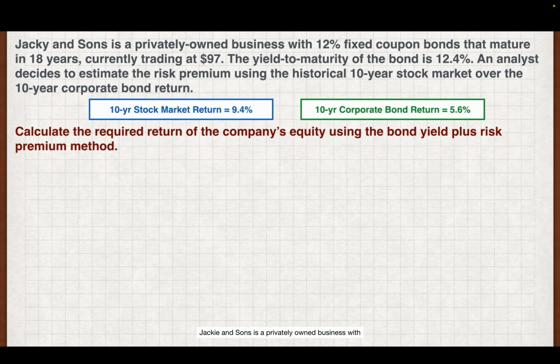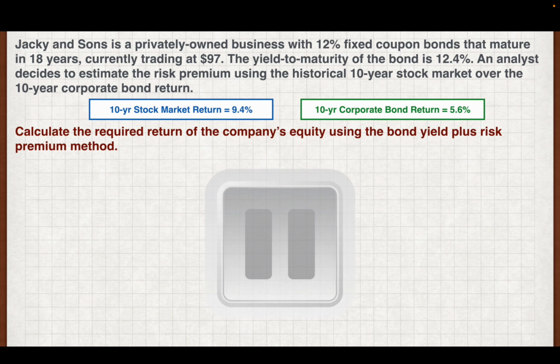Jackie & Sons is a privately owned business with 12% fixed coupon bonds that mature in 18 years, currently trading at $97. The yield to maturity of the bond is 12.4%. An analyst decides to estimate the risk premium using the historical 10-year stock market over the 10-year corporate bond return. Using the given data, calculate the required return of the company's equity using the bond yield plus risk premium method. Pause the video now and work out your answer.